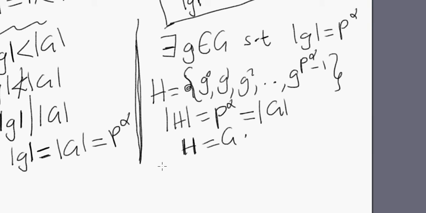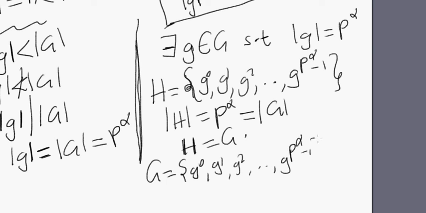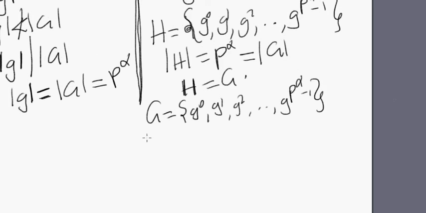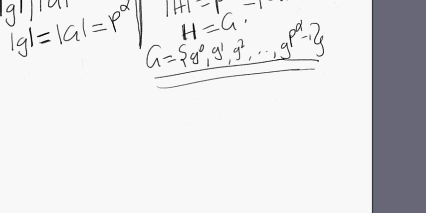this group G is cyclic, that actually G equals g to the 0, g to the 1, g to the 2, all the way up till g to the p to the alpha minus 1, alright? If G is actually cyclic now, are we guaranteed an element of order p? Right, is the question.